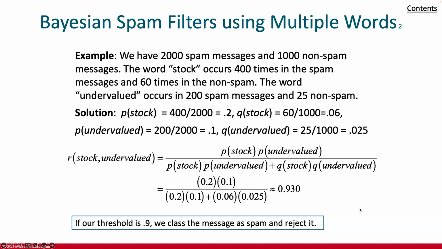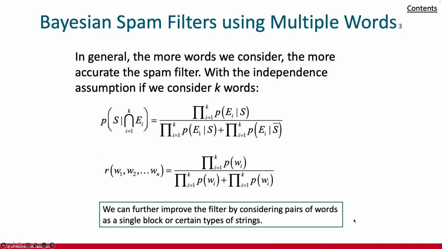And as an example, now we have 2,000 spam messages and 1,000 non-spam messages. The word stock occurs 400 times in spam, 60 times in non-spam. The word undervalued occurs 200 times in spam and 25 in non-spam. Then with this specific example, we can walk through this and get a decent way of determining how likely a message is spam with these two words. You can walk through this solution.